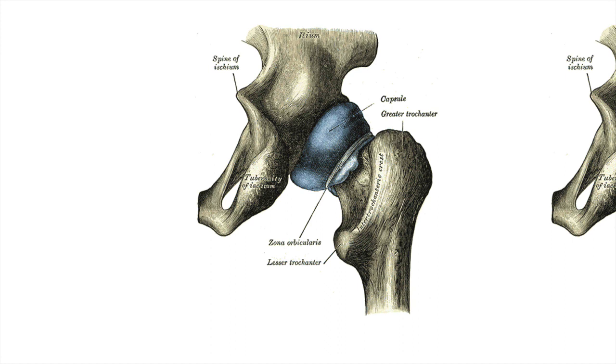Now for the femur, the part of the femur that inserts into the pelvis is called the head, and the head is surrounded in a capsule. Beneath the head we have the femoral neck, and beneath that we have the trochanters, the greater and lesser trochanter, and then a line in between called the intertrochanteric crest.